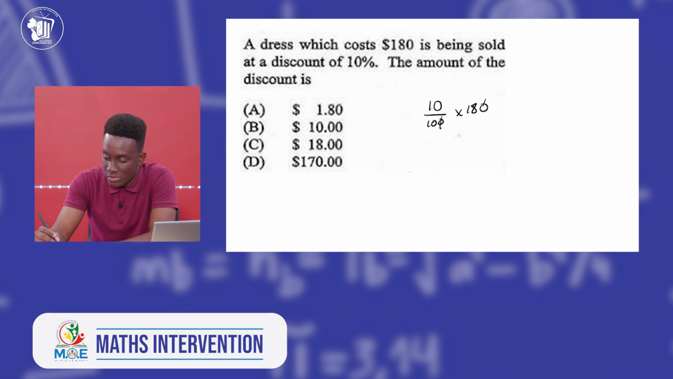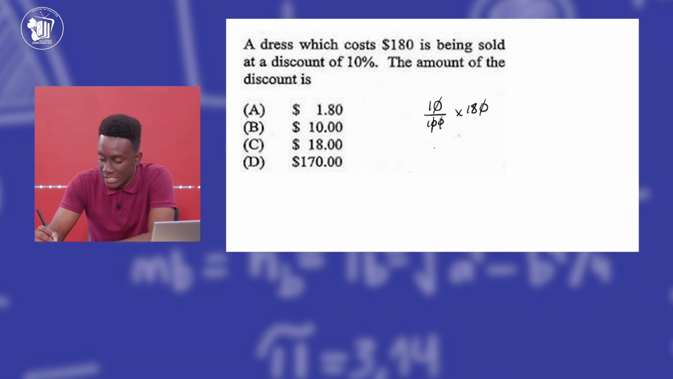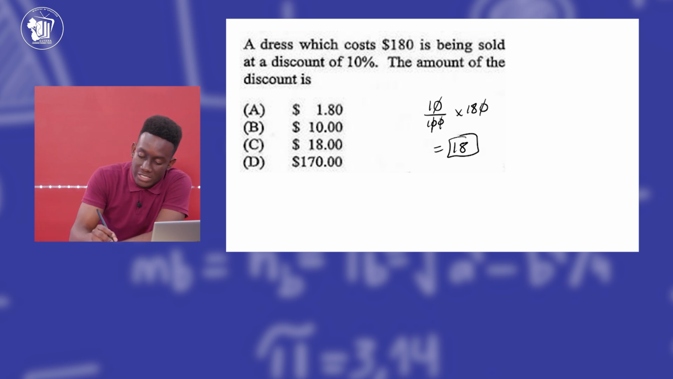So this 0 goes with that 0, this 0 goes with that 0. 1 times 18 would be 18. So the amount of discount would be $18, which is C.